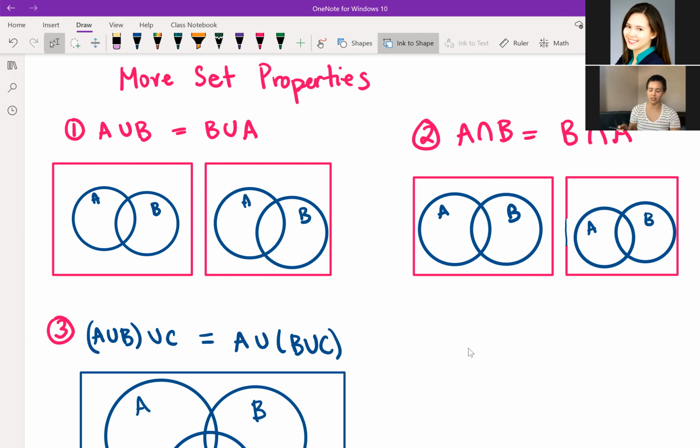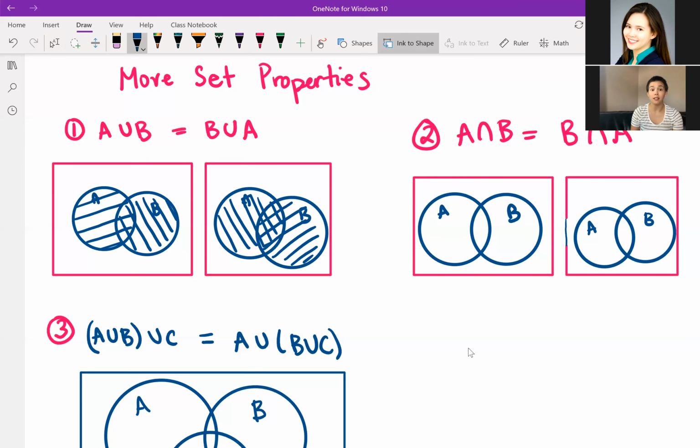So if we just think about A union B, what is it by definition? It's everything that's in A and or in B. So anything that's shaded here is in A union B. And similarly, if we draw out B union A, then we would shade in B, and we would shade in A, and we see that we'd have the exact same thing shaded in for A union B as we would for B union A. So we can see how A union B and B union A are the same thing.